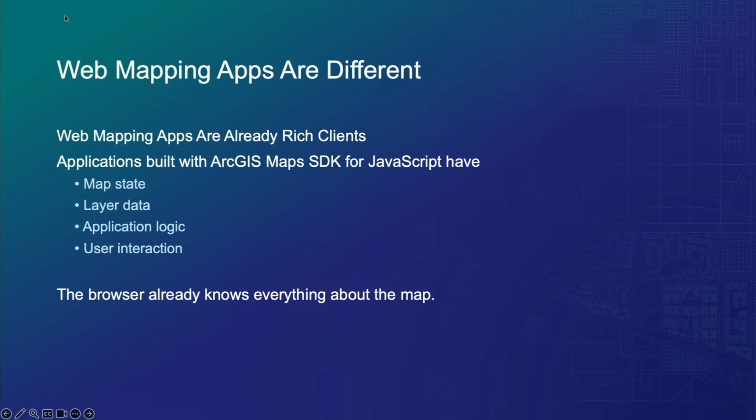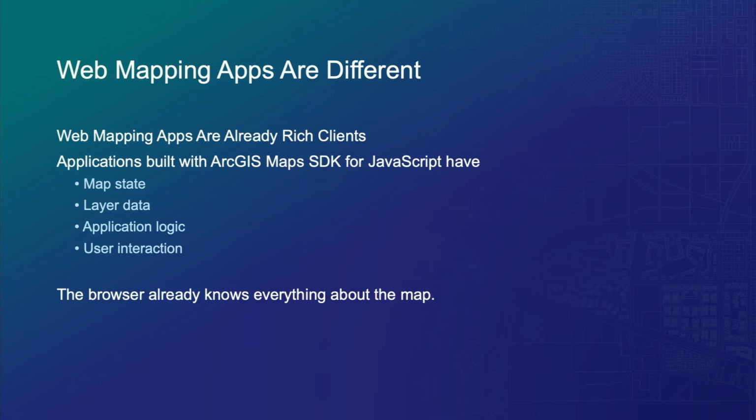But web mapping applications are different. They are already very rich on the client side. And that is especially true for the applications that are built with the ArcGIS Maps SDK for JavaScript. Things like the map state. For example, what is the extent? How many features are you looking at? All of that is already there in the browser.